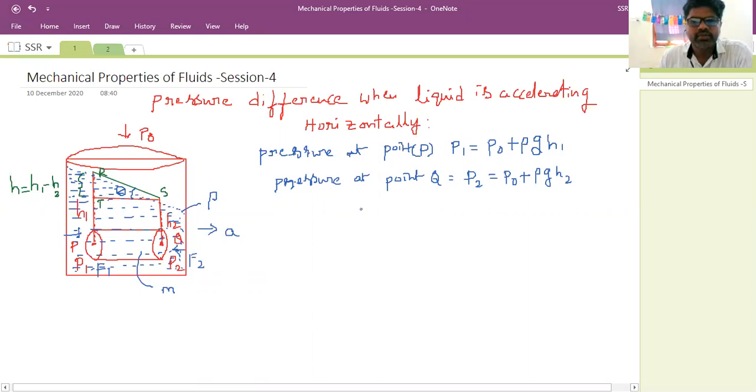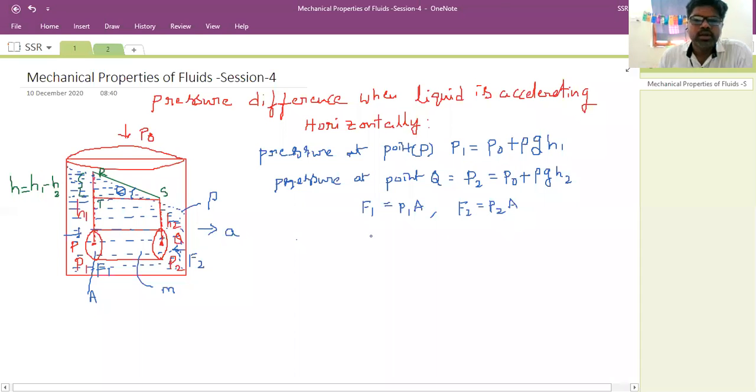Okay, now what is F1 value? F1 is equal to pressure P1 times area. Let us say the area of cross section of this imaginary cylinder is A, then F1 is equal to P1 into A. Similarly, the force acting at point Q is F2, then F2 is equal to P2 into A.